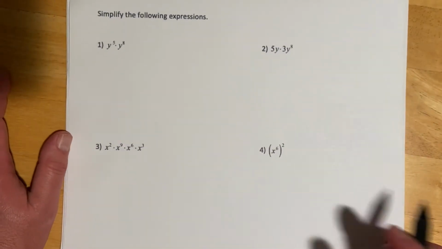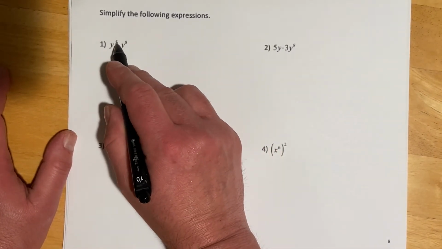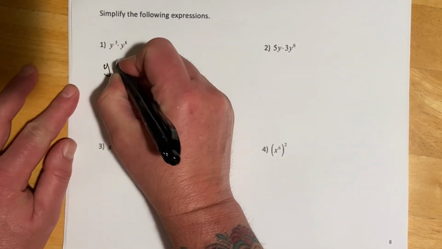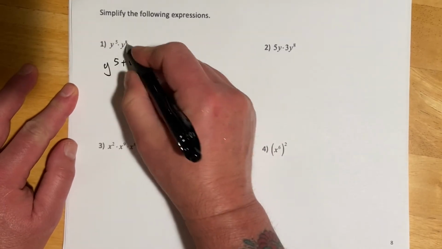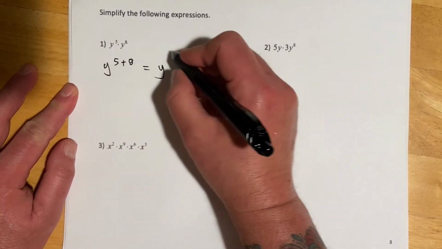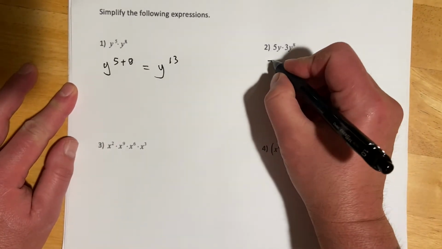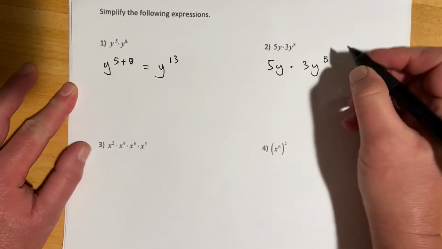Okay, so these first few examples are all multiplication. So this first one is y to the 5th times y to the 8th. In that case, we would add our exponents because we're multiplying. I'm sorry, I said x, but that's actually y to the 5th, y to the 8th, so that would be y to the 13th.